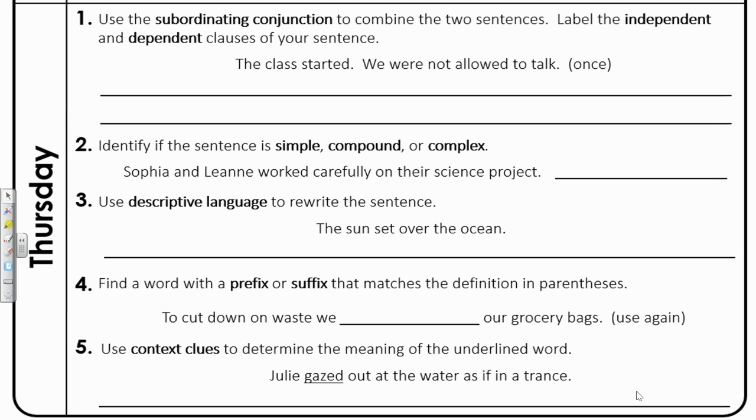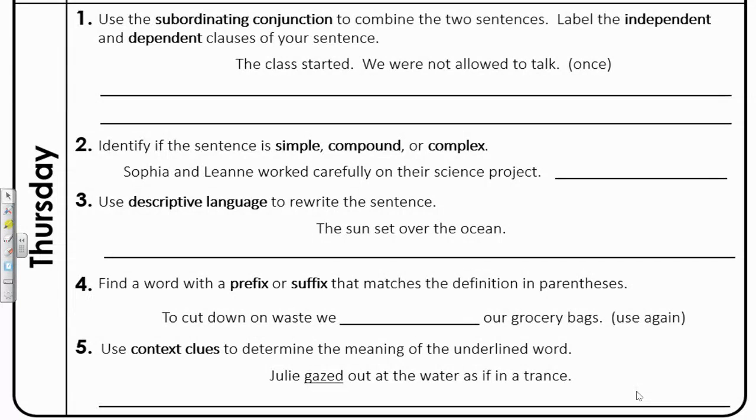Today, we are going over the correct answers to the Thursday portion. Here we go. Number 1, use the subordinating conjunction to combine the two sentences. Then label the independent and dependent clauses of your sentence. They want us to use the conjunction once to combine these sentences. The class started. We were not allowed to talk.